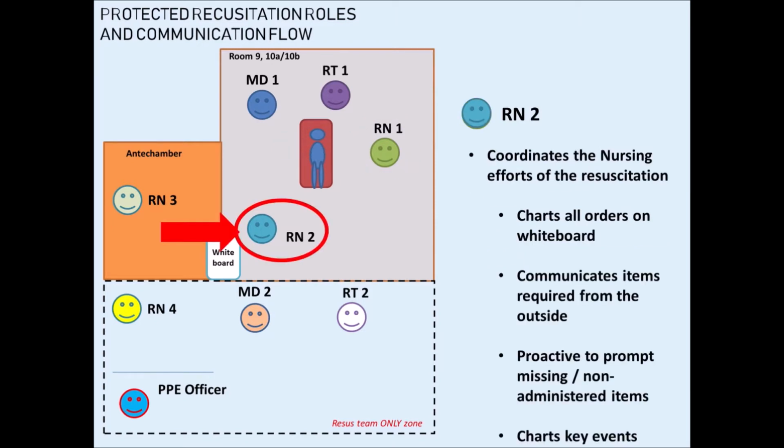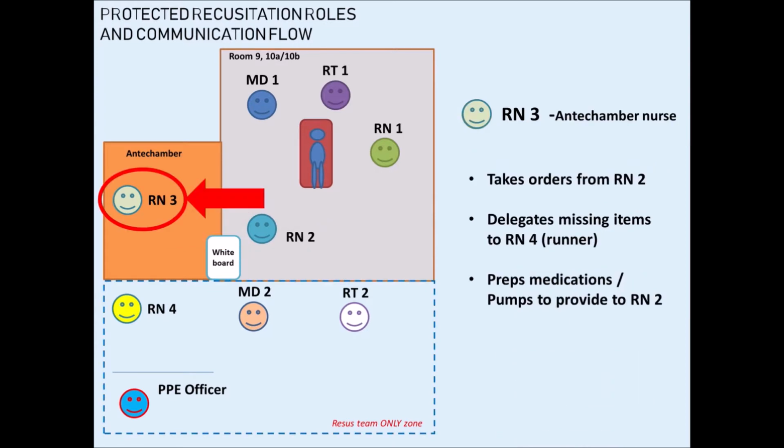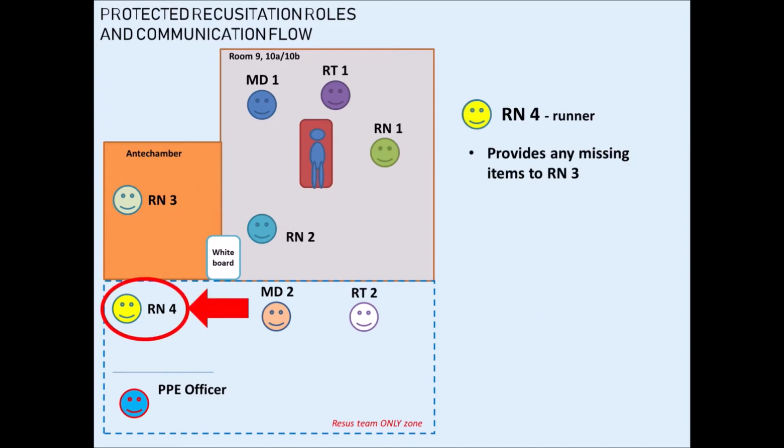RN2 leads the nursing coordination for the code, one of the more difficult roles. RN2 charts all orders on the whiteboard from MD1, then communicates items required from the outside. RN2 proactively prompts members for missing or not administered items and charts key events. RN3, who will be located in the antechamber, will be the link to the outside. RN3 will prepare any medications for RN2. RN3 will also liaise with RN4 for any missing items located outside of the room. RN4 acts as the runner, taking orders from RN3 to get items not available in the room or antechamber.